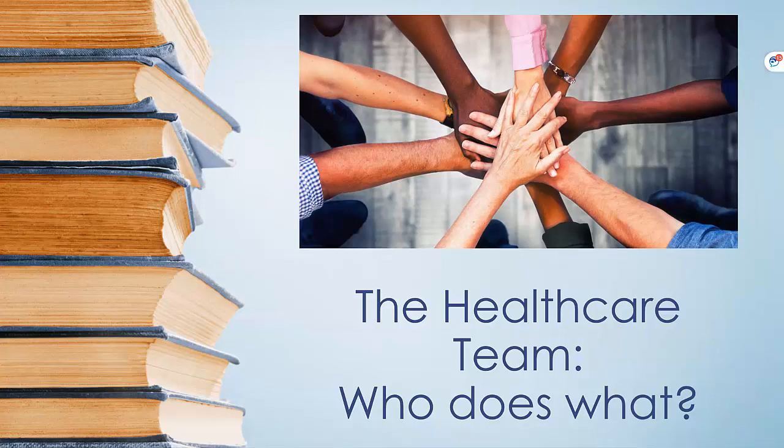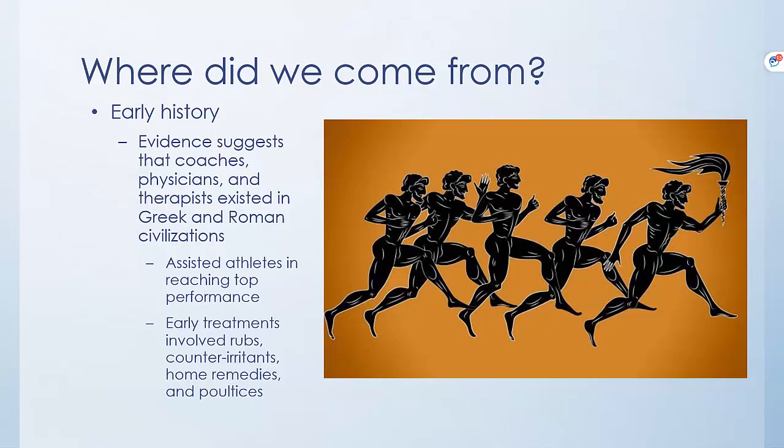The healthcare team. Who does what? Sometimes to understand where we're going, we need to understand where we came from. In early history, evidence suggests that coaches, physicians, and therapists existed in ancient Greek and Roman civilizations. These individuals functioned to aid athletes in reaching top performance, mostly in Olympic sports. Early treatments involved rubs, counter irritants, home remedies, and even poultices.